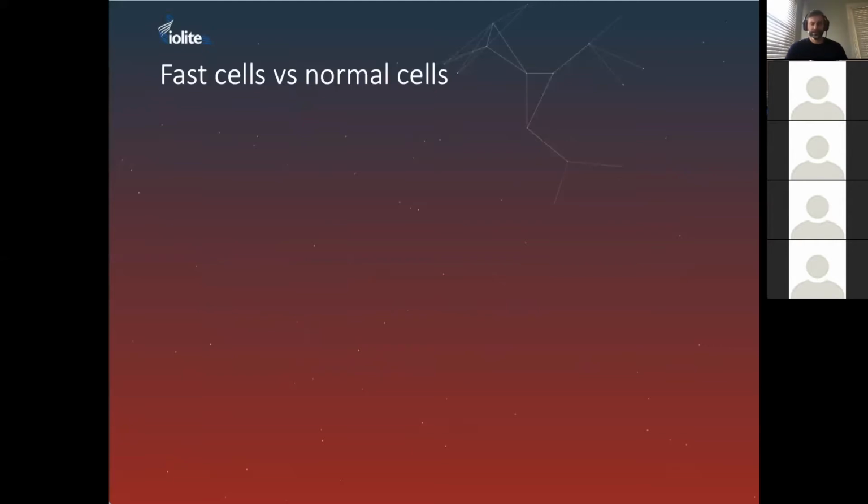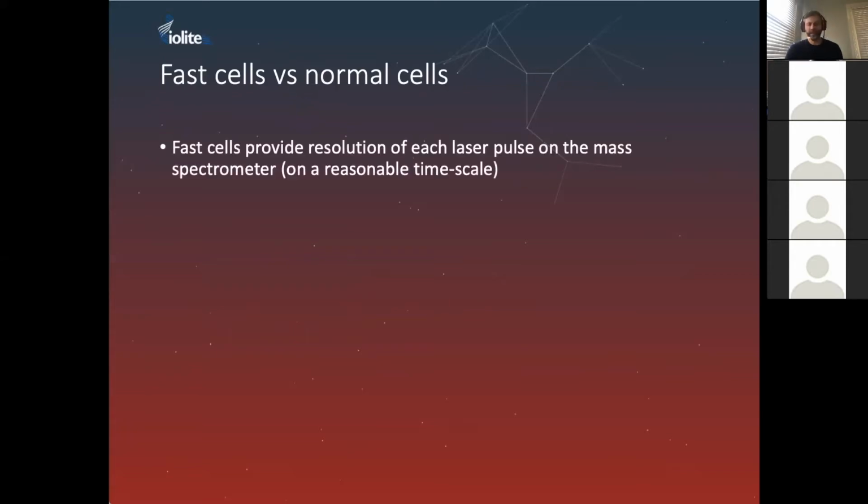Just before we get into too much more of this, I thought I'd bring up the idea of fast cells versus normal cells. Fast cells are now becoming more and more prevalent on the market. They do provide resolution on the scale of individual laser pulses. So that's really impressive and amazing, which does actually then bring up some issues for how we process images.